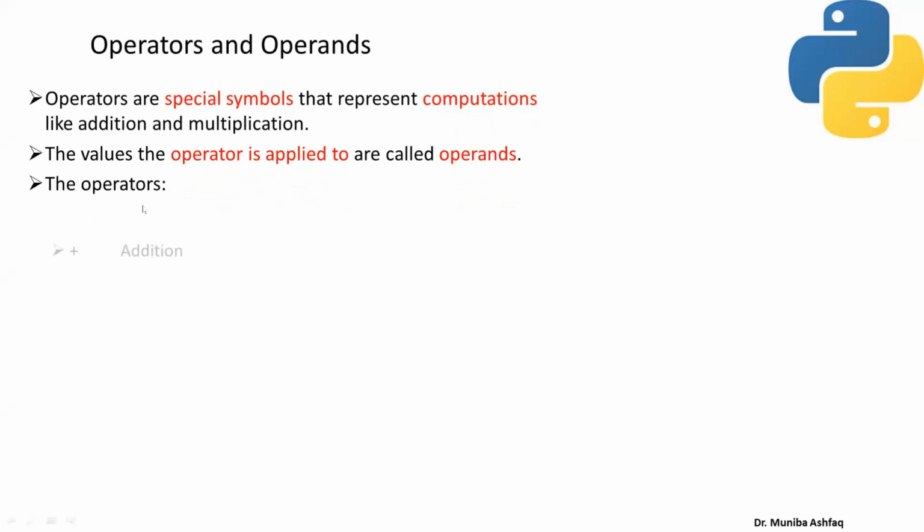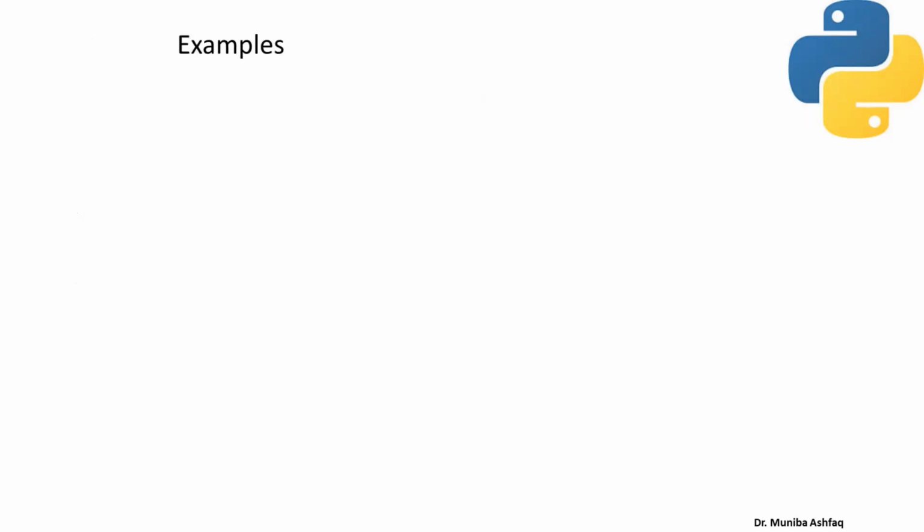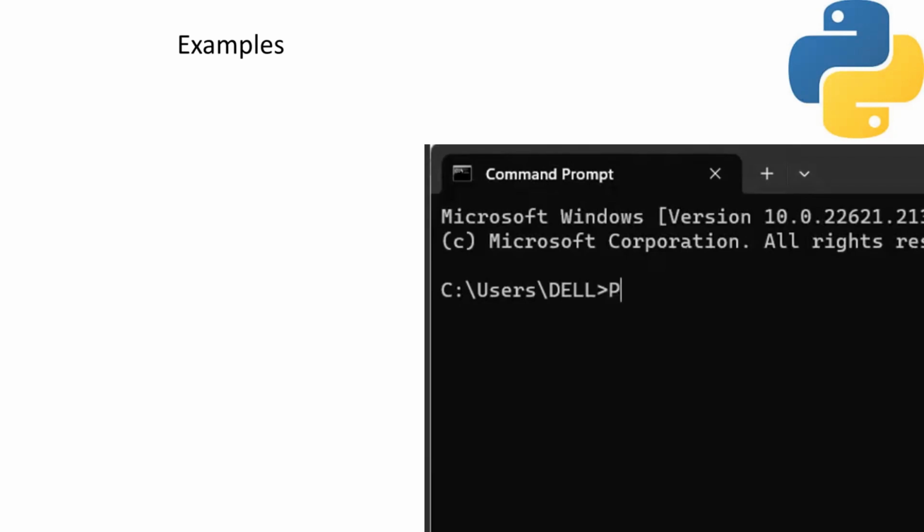The operators we have: plus is an operator which shows addition. Minus is for subtraction. Asterisk is for multiplication. And this slash sign is for division. Double asterisk sign shows exponentiation. Here we have some examples.